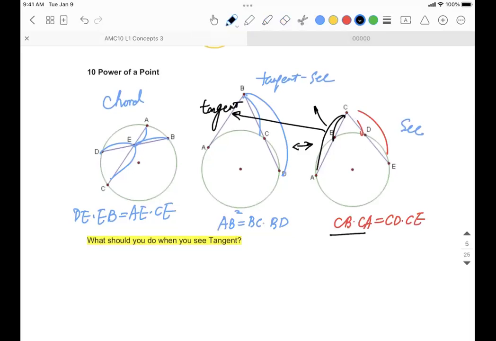So your CB and your CA will become the same. It used to be 2 points, right? Degenerated into 1 point. So this is going to be CA squared equals CD times CE, right? So your tangent secant theorem and your secant theorem are generally talking about the same thing. Does it make sense?